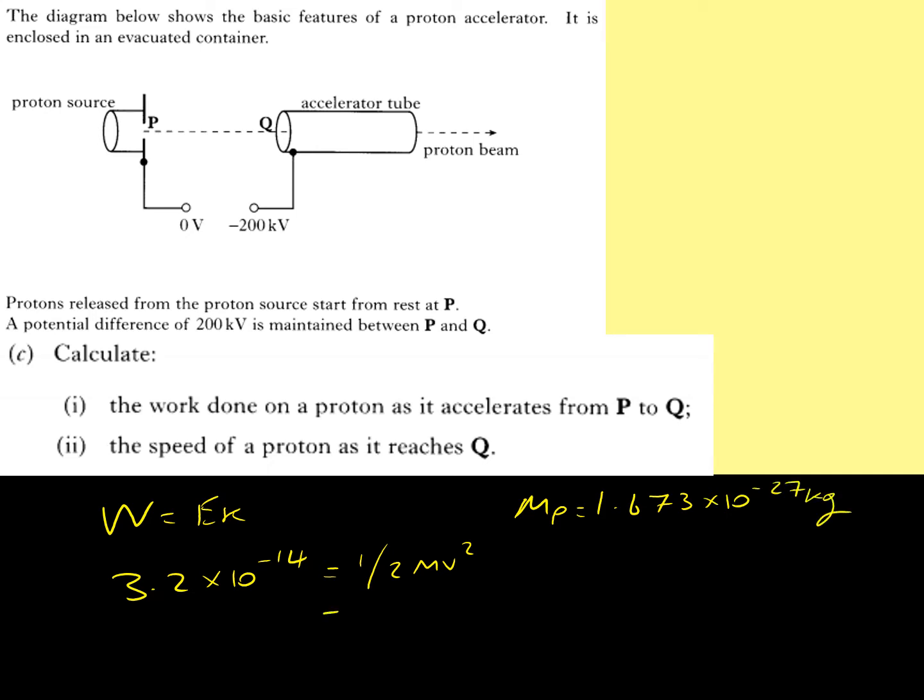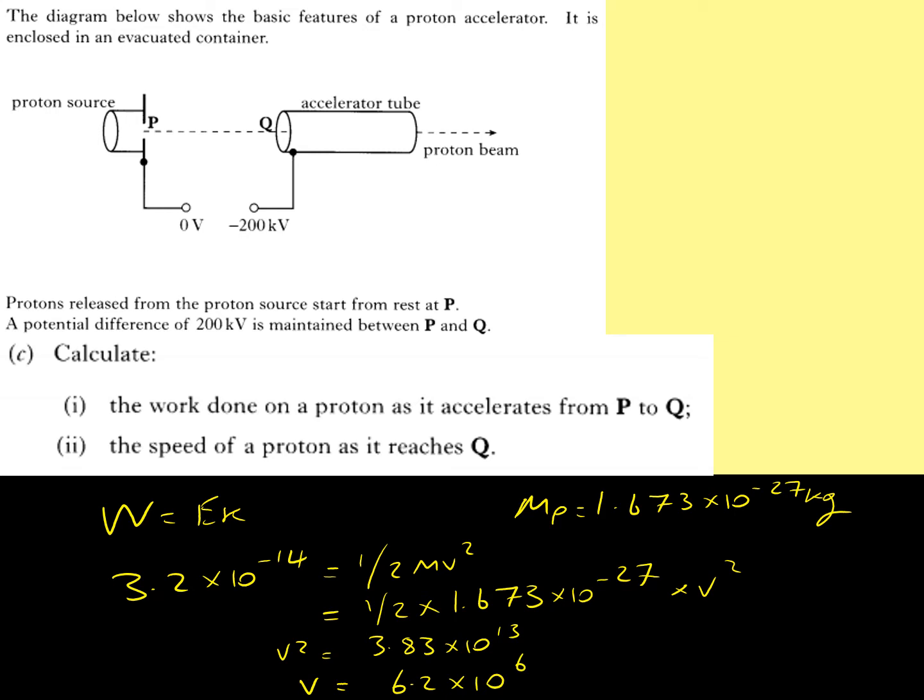So we say that 3.2 times 10 to the negative 14 is equal to 1/2 multiplied by 1.673 times 10 to the negative 27 multiplied by our velocity squared. This gives us a value of v squared being equal to 3.83 times 10 to the 13. V, remember it is v we're trying to find, not v squared, is 6.2 times 10 to the 6 meters per second.